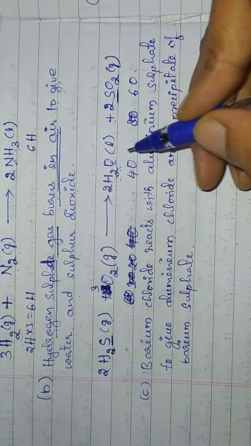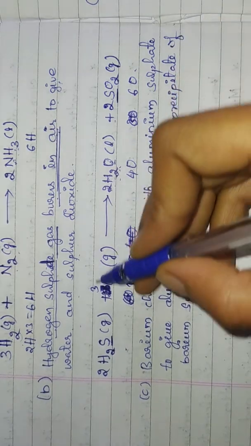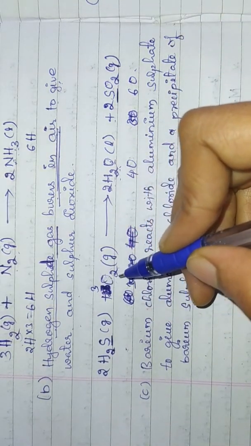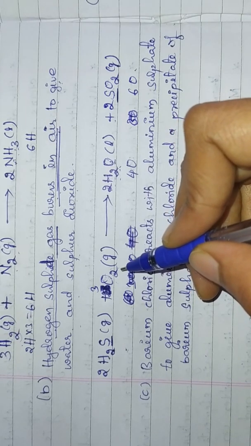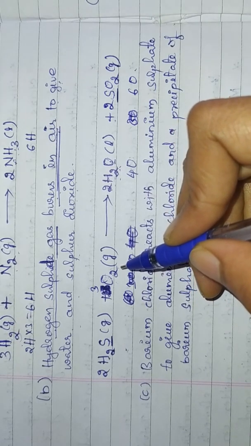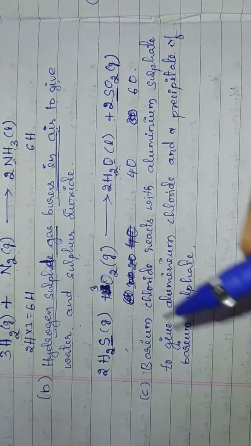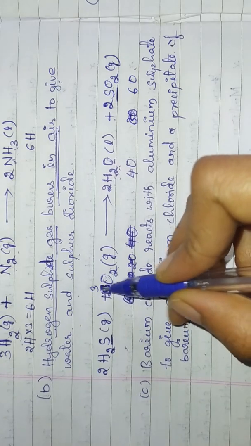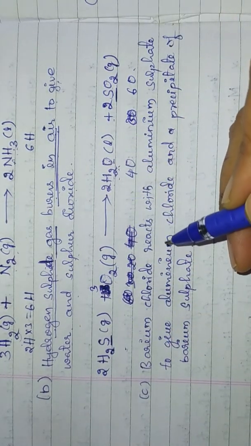Like this we have to balance the chemical equation. This method of balancing the chemical equation is known as trial and error method. Exactly we don't know by which number we have to multiply. Roughly we have to do like this. Then finally we'll get the balanced chemical equation.